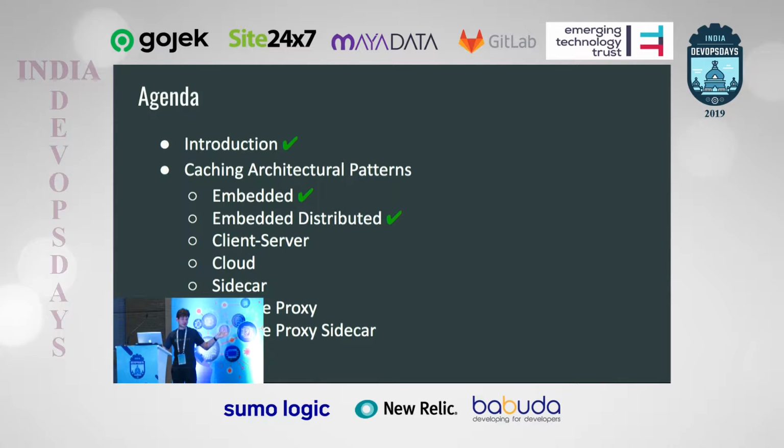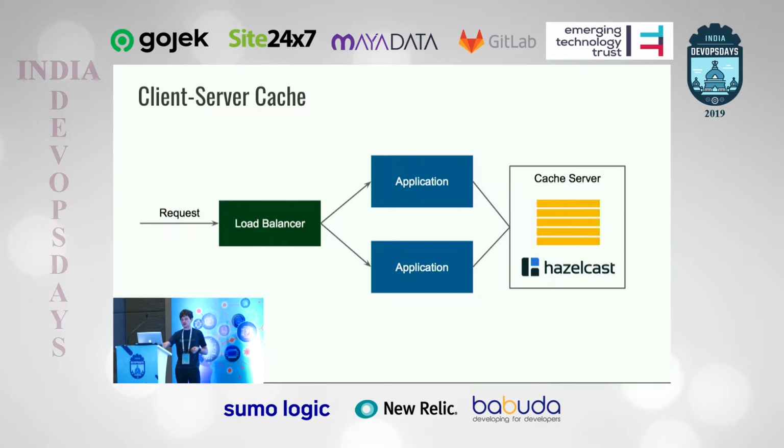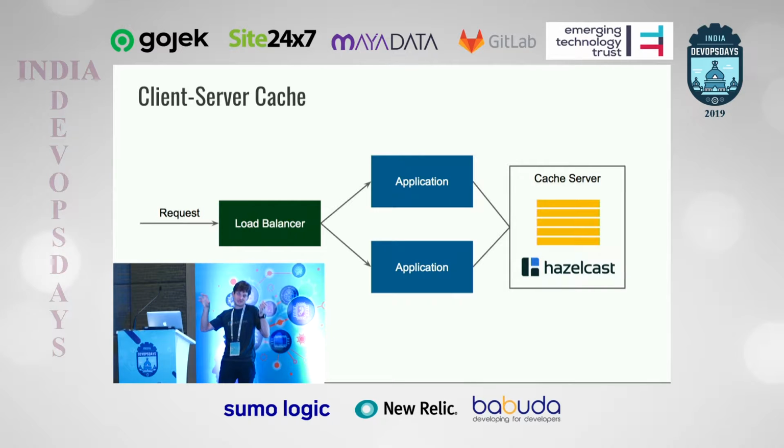We covered the first pattern. Let's look now at this next architectural pattern, which is client-server. Client-server is kind of database style. So your application connects to a cache server like a database. So again, the request comes to the load balancer, it goes to the application, and the application checks in the cache, but to check in the cache, it uses a cache client to connect to the cache cluster, the cache server.